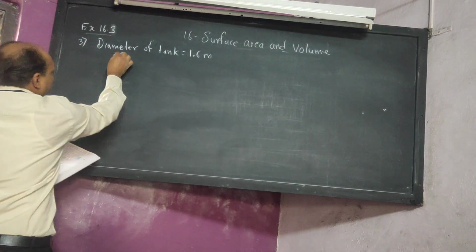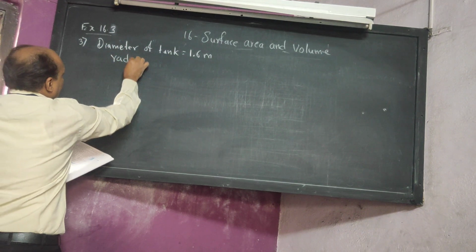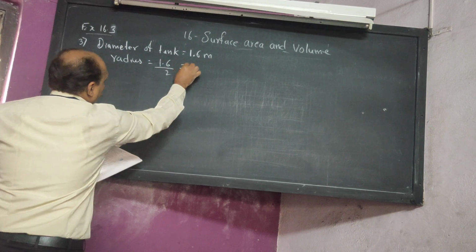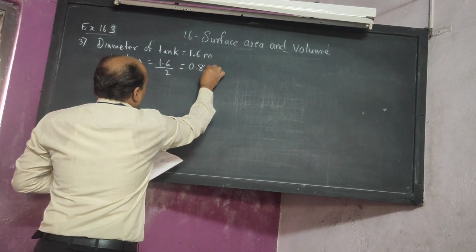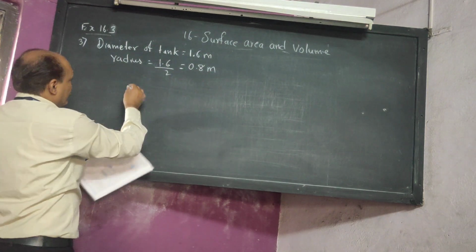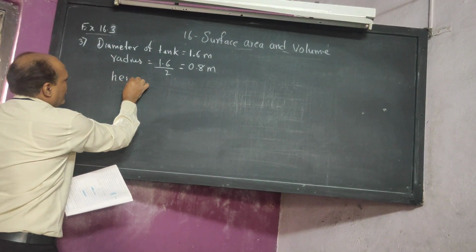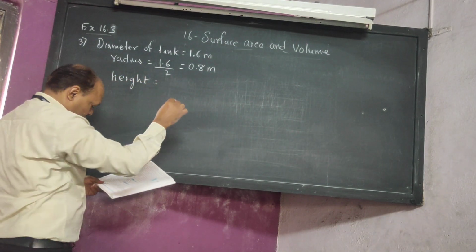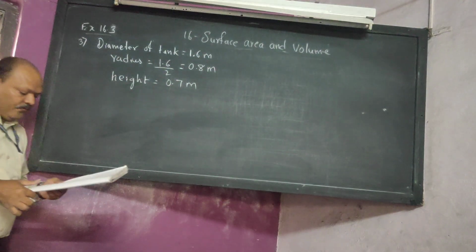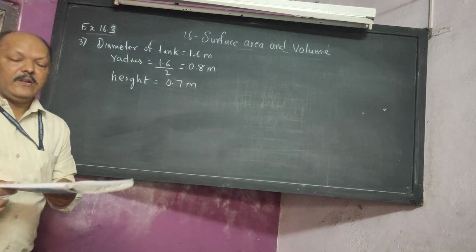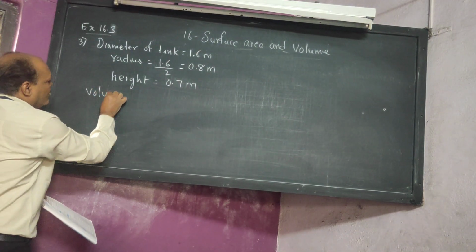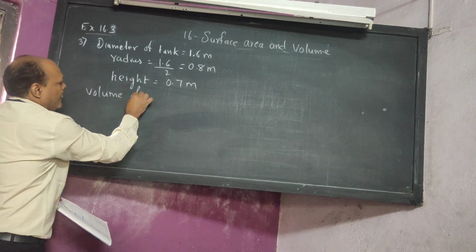The diameter, so we will find the radius. Radius is 1.6 upon 2, that is 0.8 meter. Radius is 0.8 meter. Height, depth means height. Height is given to you, 0.7 meter. We have to find how much water the tank will hold. That means we have to find the volume of the tank.